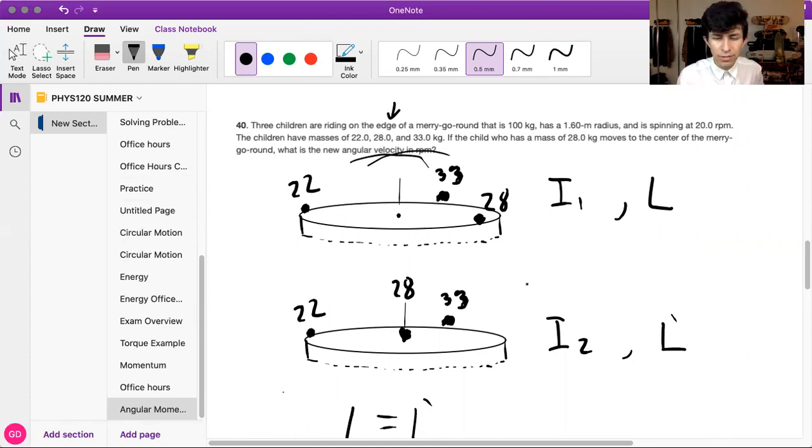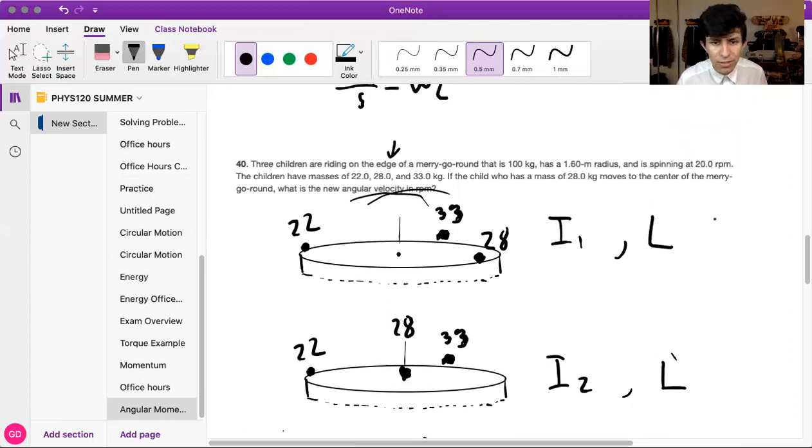The equivalence to this is a figure skater. The first scenario can be a figure skater with arms out. And in the second scenario, one person came in, so they kind of brought a lot of their mass towards the center. So when mass starts moving towards the center of that rotation axis, the moment of inertia decreases. It gets smaller.